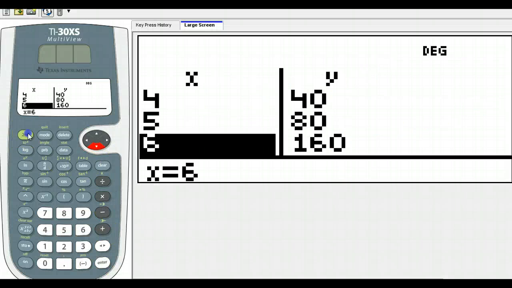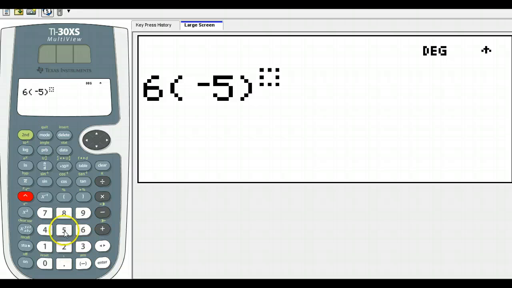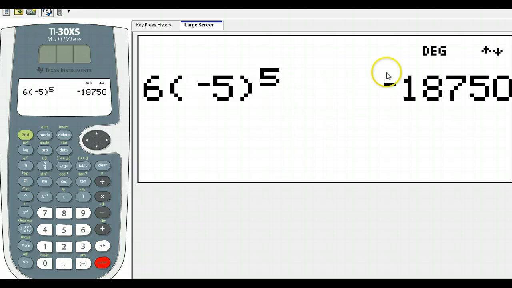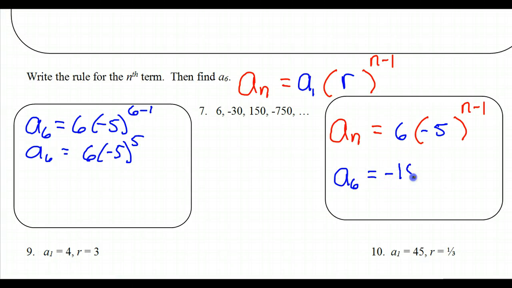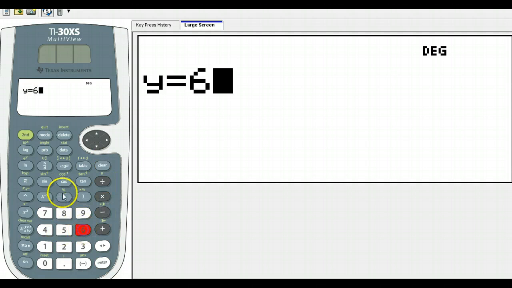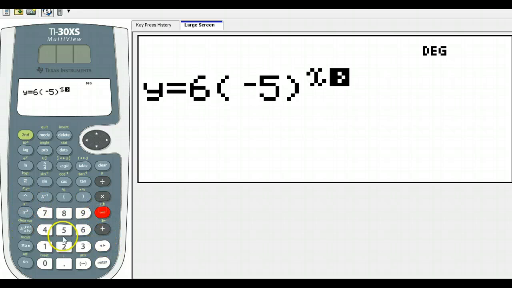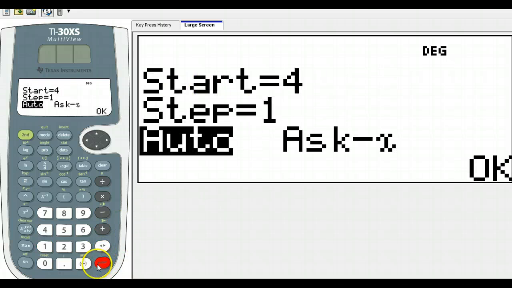So in the calculator, 6 times -5 to the 5th power, I should be looking at -18,750. Now let's check this using the table feature as well. Okay, so back to the table. Let's clear that out. We had 6 times -5 to the n minus 1 power. All right, so here we've typed in the equation. Let's start at 1.